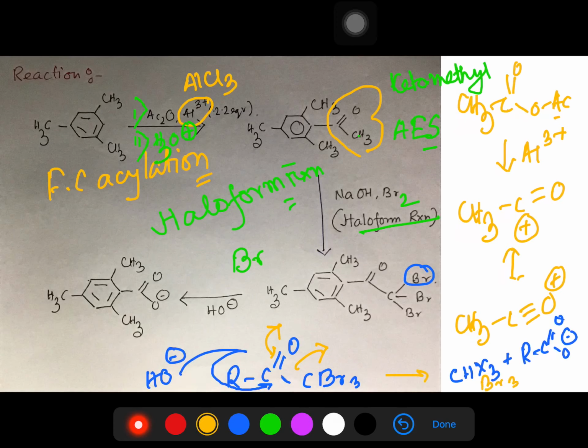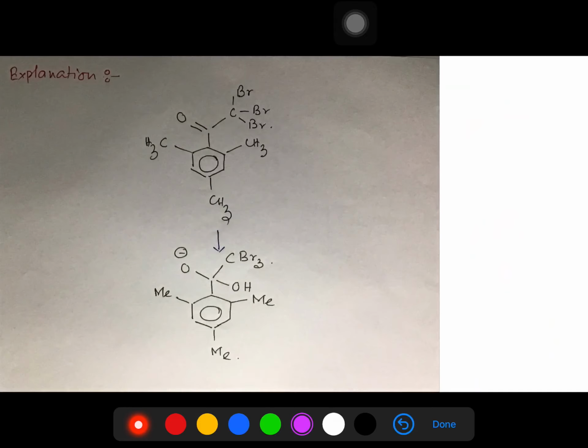Okay, so now question, in this case this attack does not happen. Question, why? So that is the main point for today's discussion. So after workup of this thing, means H3 plus, what it produces? It produces the corresponding carboxylic acid. So now we will discuss why this abnormal behavior is observed in this case. So this is the main part of today's discussion.